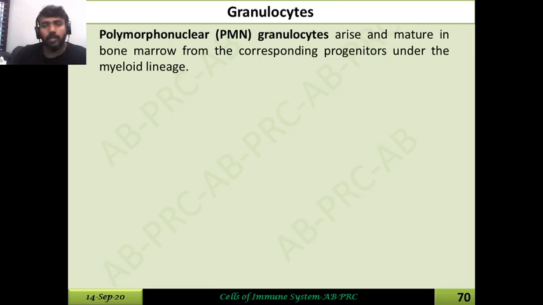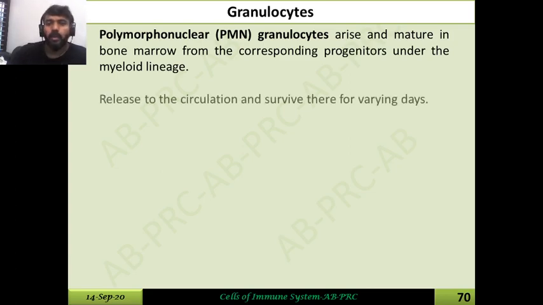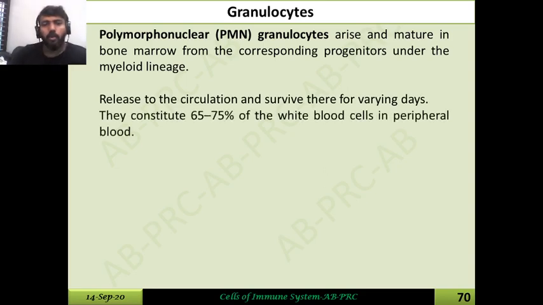Right, and there are a number of cells under this category, including the neutrophils, basophils, eosinophils, mast cells, etc. So all are performing diverse functions, and most of them are very significant also. All those cells are derived from their corresponding progenitors under the myeloid lineage within the bone marrow. And they are released into the circulation and they survive for varying days in the circulation. And usually they constitute about 65 to 75% of the WBCs. That means these are the major cells of the WBCs in the peripheral blood.